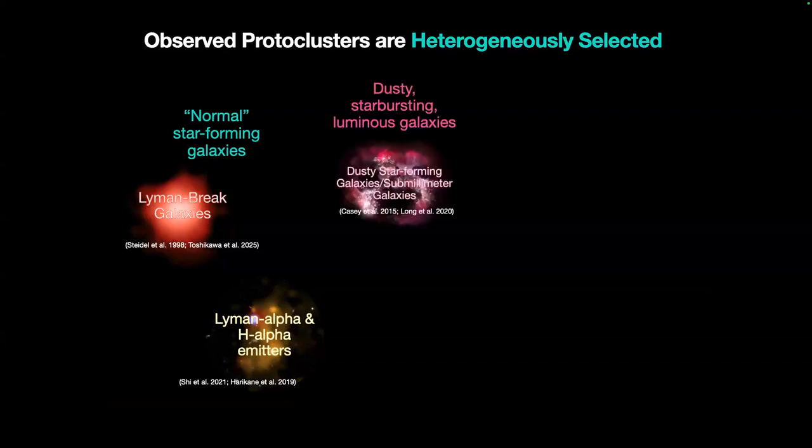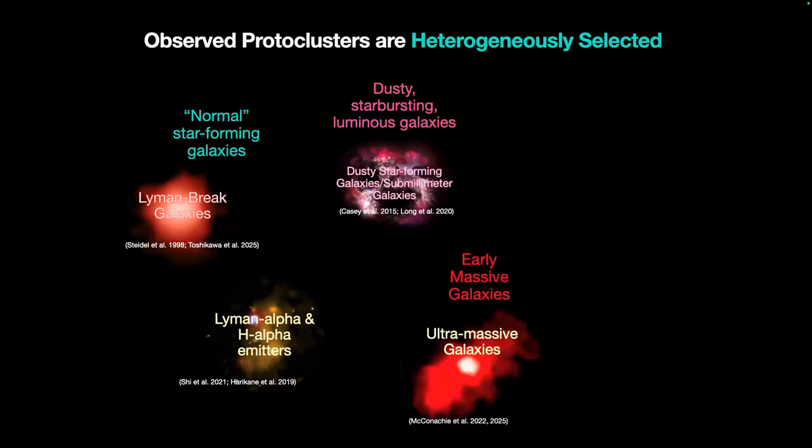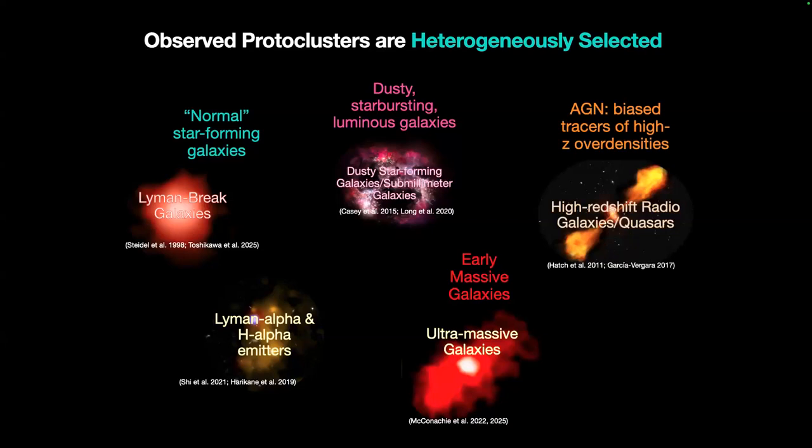So there are lots of papers that look at sort of normal, but there are still selection biases here, star-forming galaxies, so Lyman break galaxies, or Lyman alpha or H alpha emitters, which will have very high star formation rates, maybe lower stellar masses. Other samples are using dusty starbursting luminous galaxies like submillimeter galaxies. Other samples use really massive, ultramassive galaxies, and other samples use AGN as potentially biased tracers of high redshift overdensities, particularly quasars or radio galaxies. So these are really different populations.